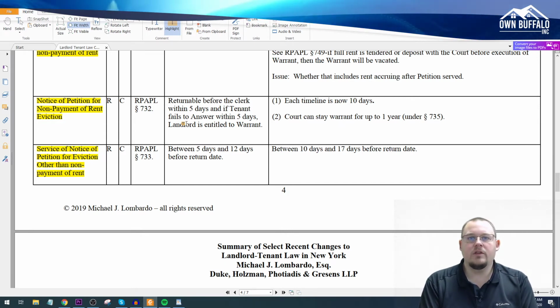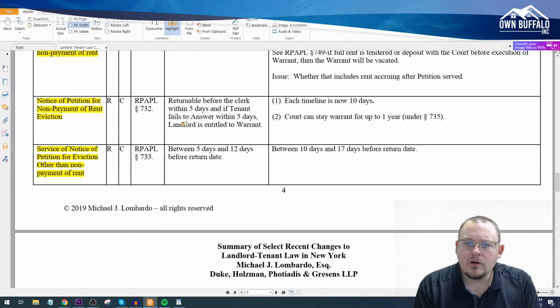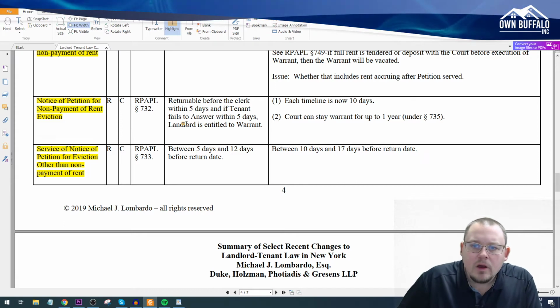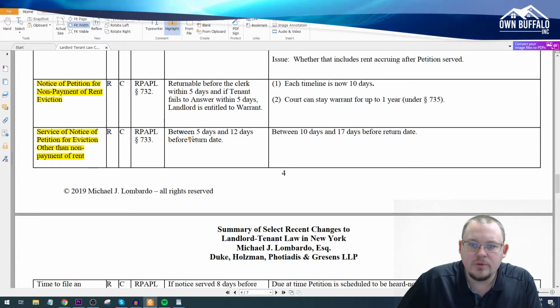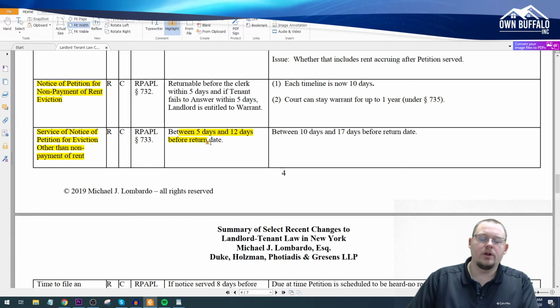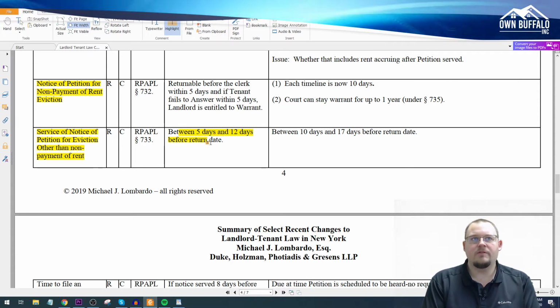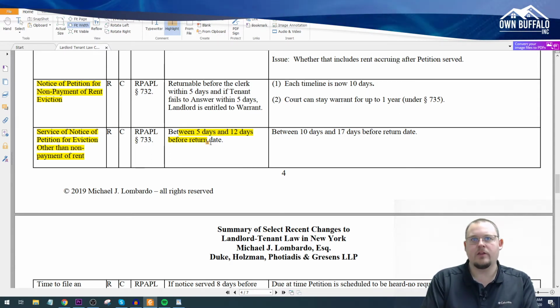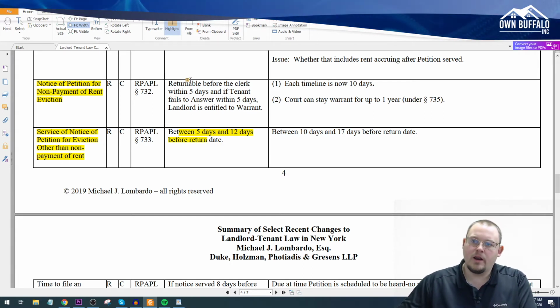So it used to be that the petition could be served between 5 and 12 days. So it used to be that there had to be 5 to 12 days between the date that the paperwork was served to the tenant and the actual court date. That has been elongated out. That is now between 10 and 17 days.